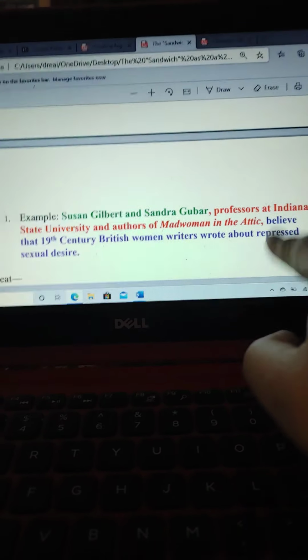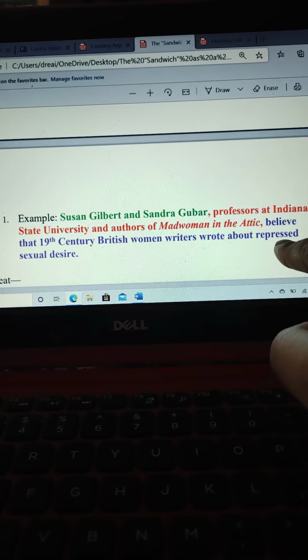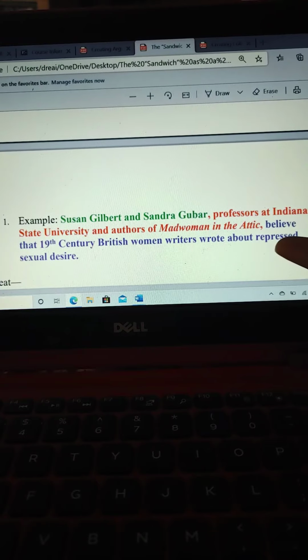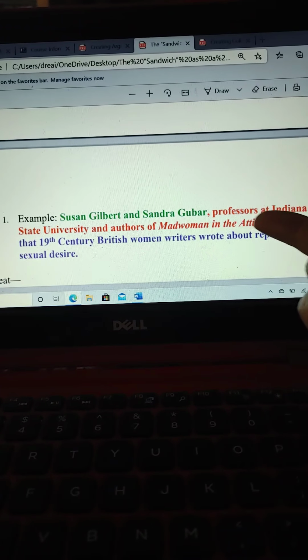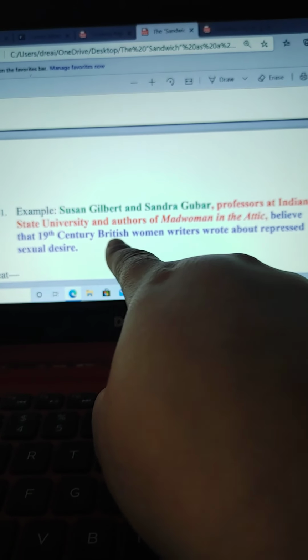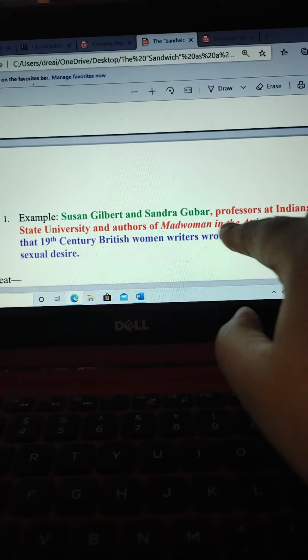This book is 989 pages long, and I summed it up in 10 to 15 words. So you can definitely sum up a source in less than 10 words. If I can sum up 998 pages in this many words, you can sum up your article in this many words. Moving right along. Believe that 19th century British women writers wrote about repressed sexual desire. So that's what this source is about.